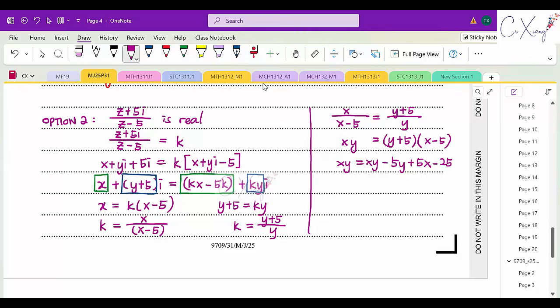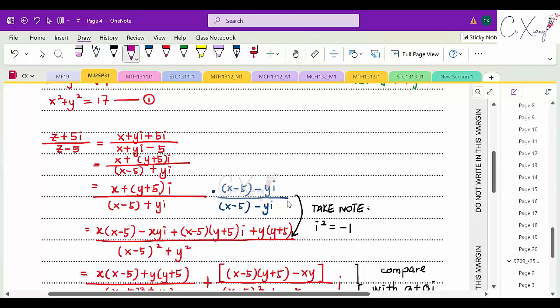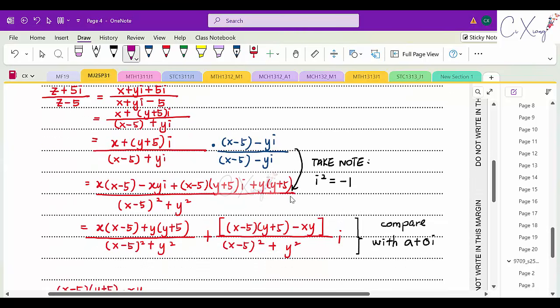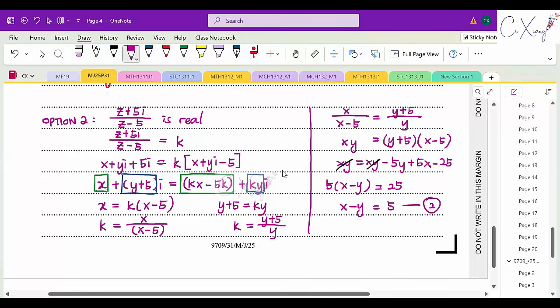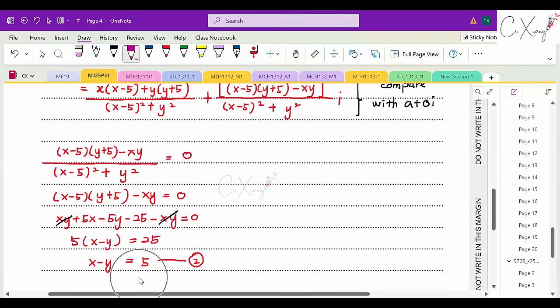Yeah, so basically you can see that we actually get the same equation, because you can cancel xy and xy. Then after that, what you get here is 5(x - y) = 25. So this is how you get a second equation. Basically, it's the same as what we got just now, just that this method is another option. So some students, if they don't like to rationalize the complex number, or rationalize something so complicated or so tedious, then basically you can apply this if you want.